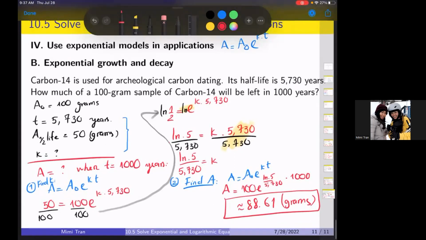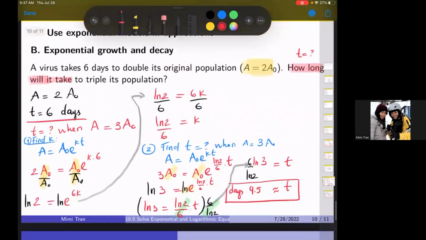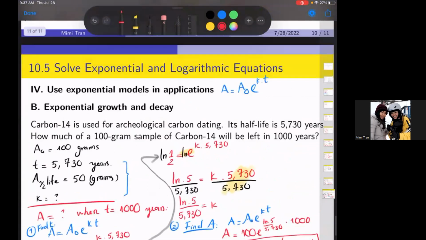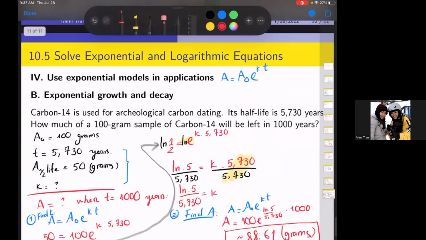Yay, last one. On the exam, you will have one of these. And that's how you do it. First, you find k, and then next, you find whatever I'm asking you to find. Number 2, find A. Number 1, I asked you to find t. So it depends. Do you have any questions before we take a little break and then move on to 4.1? No.